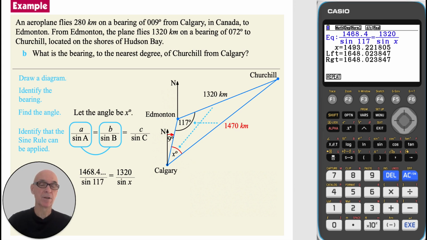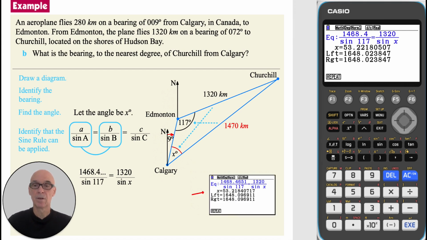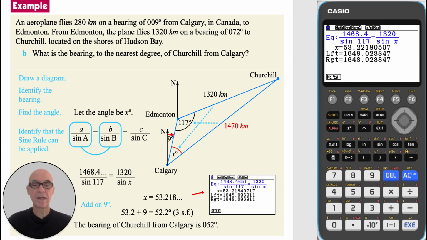If the value of x is clearly not the answer you're expecting, then press F1 to repeat the calculation and enter a more sensible start value, let's say 30 degrees for x. Press execute to enter that value, and then F6 to solve the equation again. Write down the value of x. Then, to find the bearing, add on 9 degrees, as shown. So the bearing of Churchill from Calgary is 052 degrees, correct to the nearest degree.